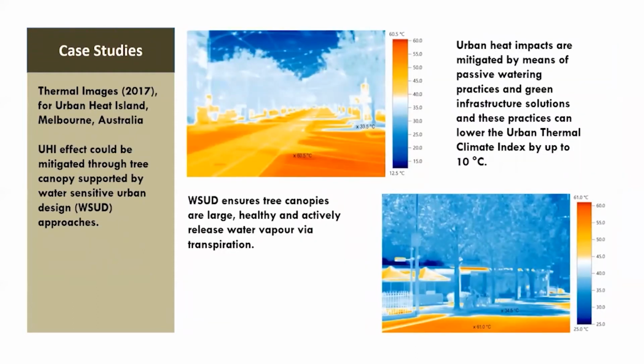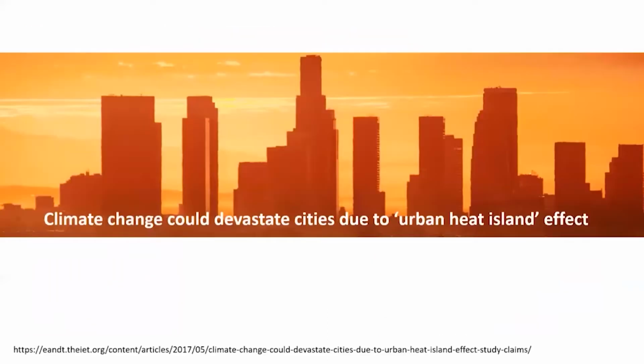One of the case studies here in Melbourne, Australia, talks about how water sensitive urban design can be used to actively release water vapor via transpiration and reduce the impact of the heat in the surroundings. This urban thermal climate index can also be measured in terms of the temperature difference, and it can be lowered by 10 degrees by using the right passive methods and mitigation strategies, including the green infrastructure.